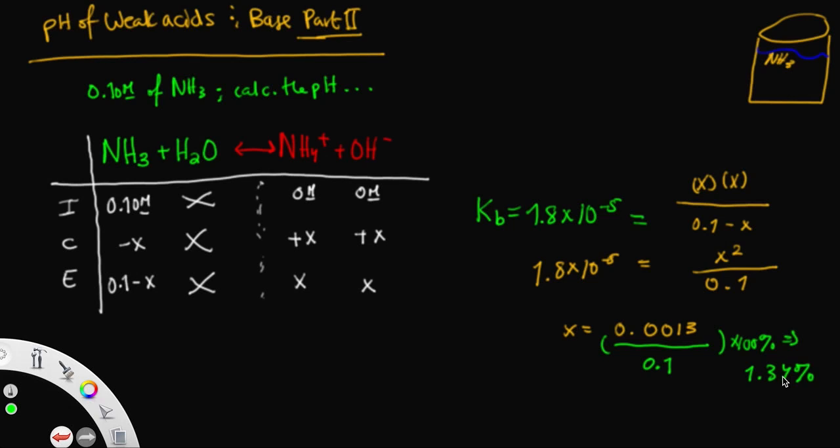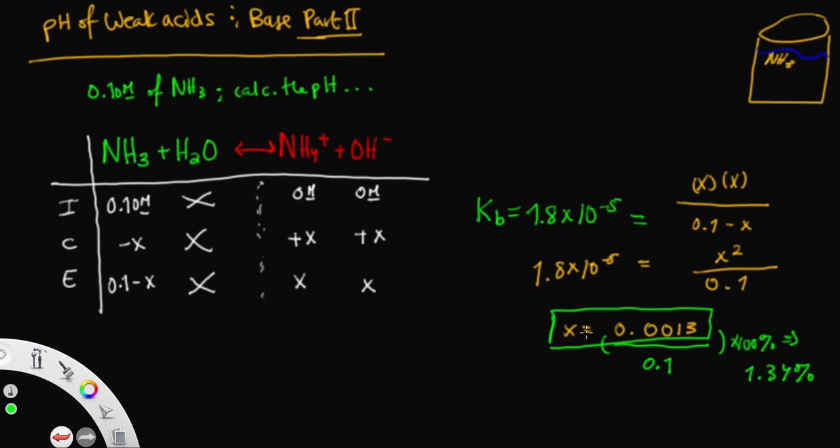But if it's greater than 5%, then our margin of error is a little too high, so we have to use some quadratic manipulation in order to solve for X, which is a little bit more tedious. But because our assumption is verified with this 5% test, and because it's lower than 5%, we know that 0.0013 for our X value is valid.